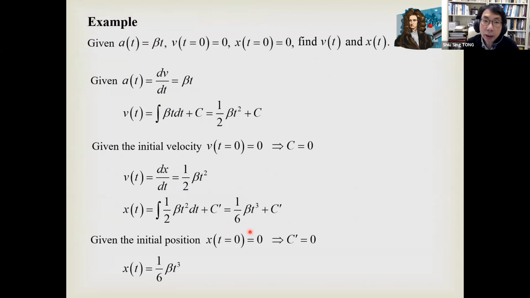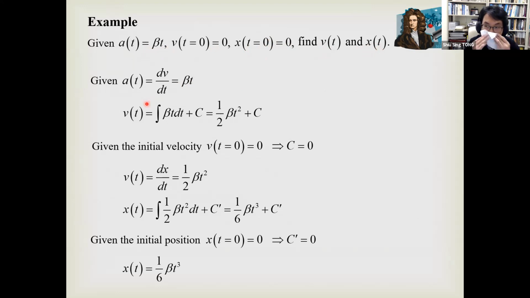Okay. Now I illustrate to you a very simple example. Suppose the acceleration is not constant, but is linearly increasing with time, and that is given by a constant beta multiplied by the time t. And initially, I assume the body starts from rest, so the velocity is 0, and the position is also 0 because it starts moving from the origin. And we are now required to find the velocity and the position as a function of time.